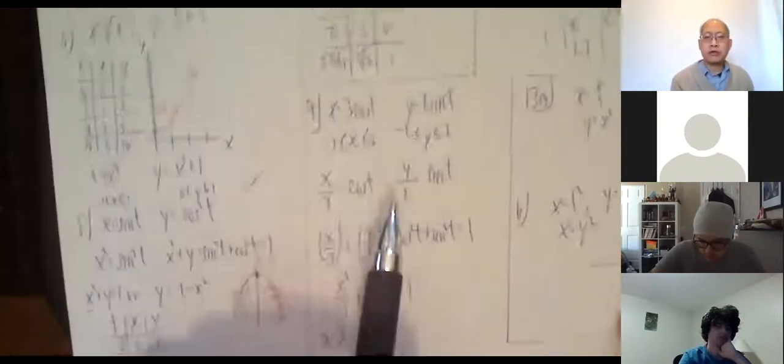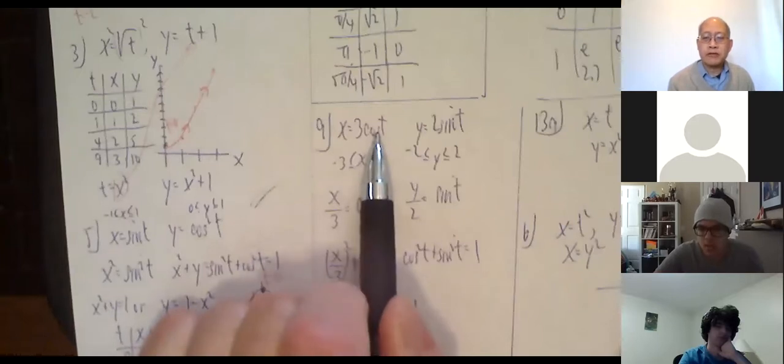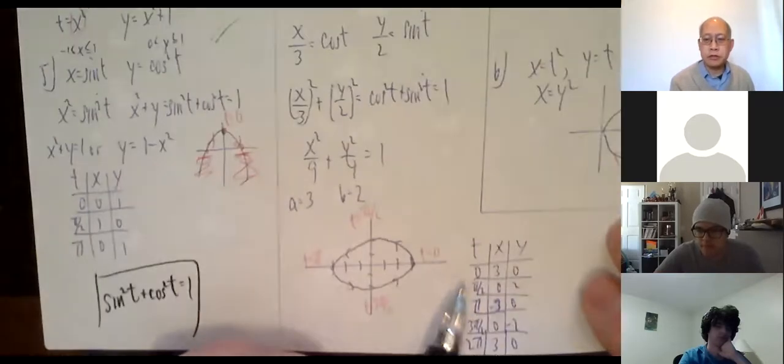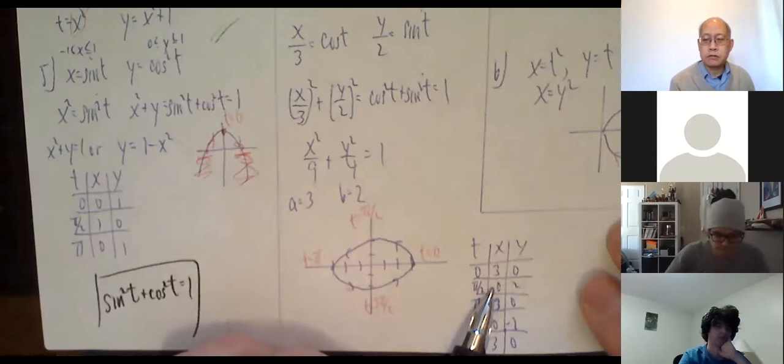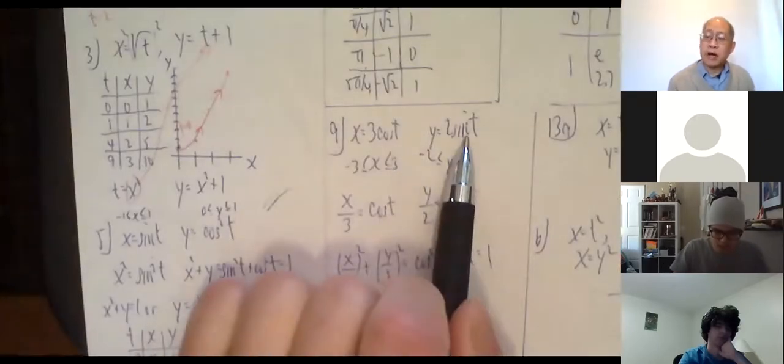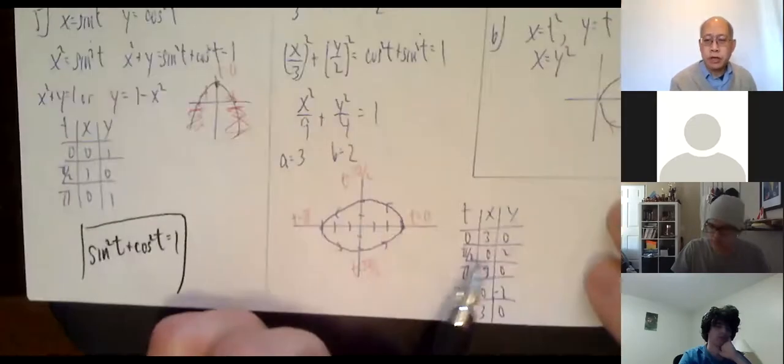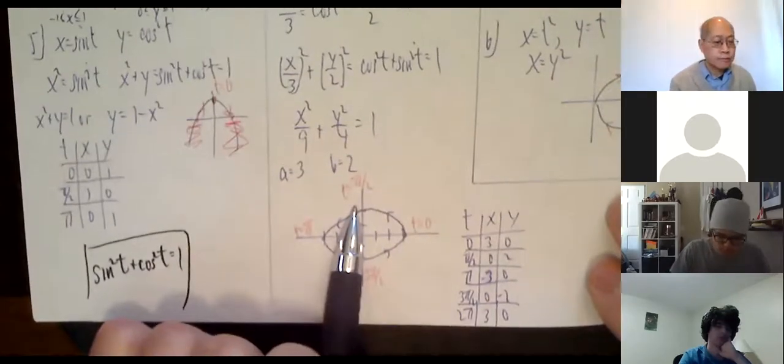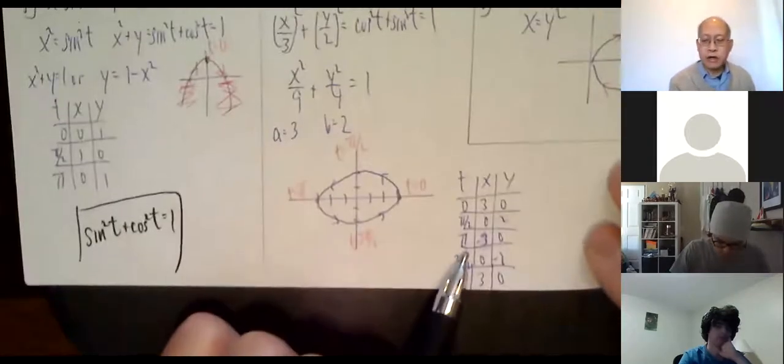You plug in pi over 2. Cosine of pi over 2 is 0. 0 times 3 is 0. So that's 0. How about for y? Pi over 2. Sine of pi over 2 is 1. 1 times 2 is 2. 0, 2, that's over here. Okay, and you can do likewise for all the other points.